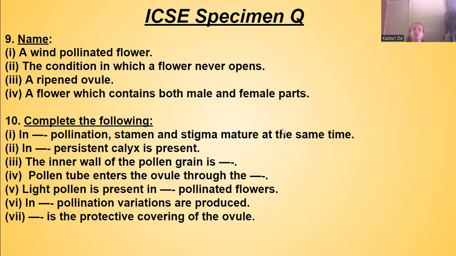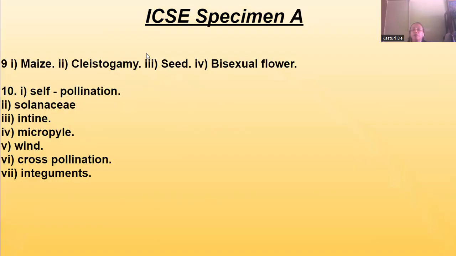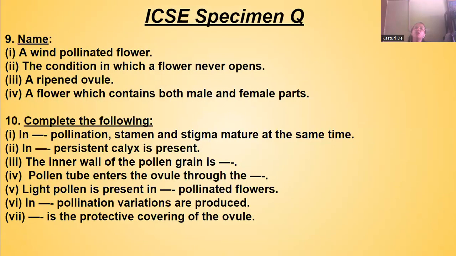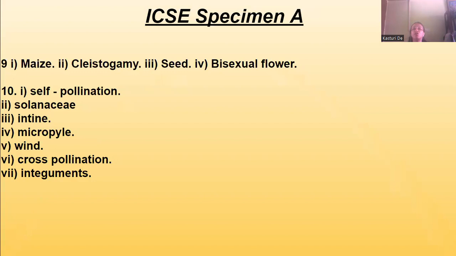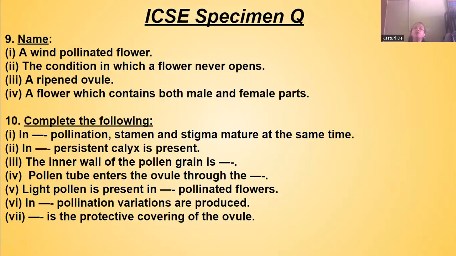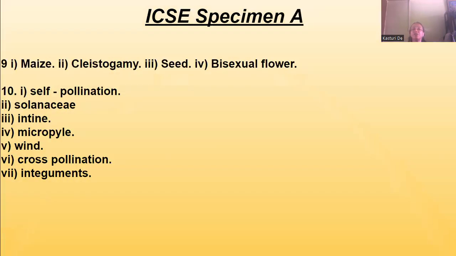Then we come to name the following: a wind pollinated flower, the same means. The condition in which a flower never opens is cleistogamy. It does not open, and only self-pollination occurs there. The ripened ovule is the seed. A flower which contains both the male and the female parts is a bisexual flower. In self-pollination, stamens and stigma mature at the same time. Where a persistent calyx is present, that is Solanaceae.